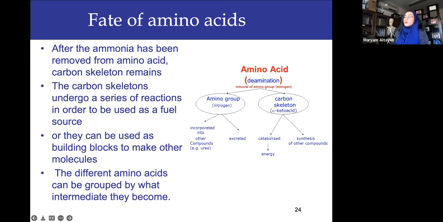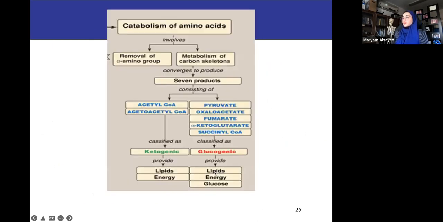So we generally group them into two groups. You have the amino group, which is a nitrogen. The nitrogen can be incorporated into urea, so this is via the urea cycle and then excreted. And then you have your carbon skeleton, which is an alpha keto acid. You can use it to synthesize other compounds, or you can break it down to make energy. So again, removal of the amino group and metabolism of carbon skeletons.